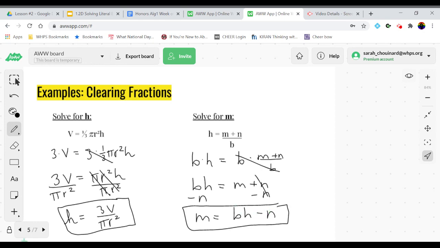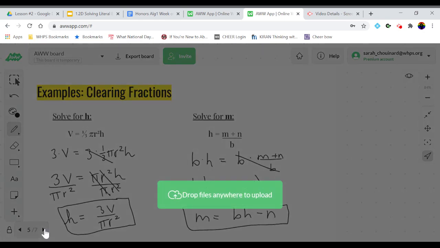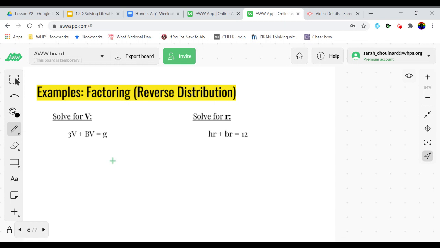All right, let's try a couple more. So in these ones, we are going to be doing something that's called factoring. We're going to do a lot of this the second half of the year, so it'll be good to remember what the word factoring means. And essentially, it means undo distribution.